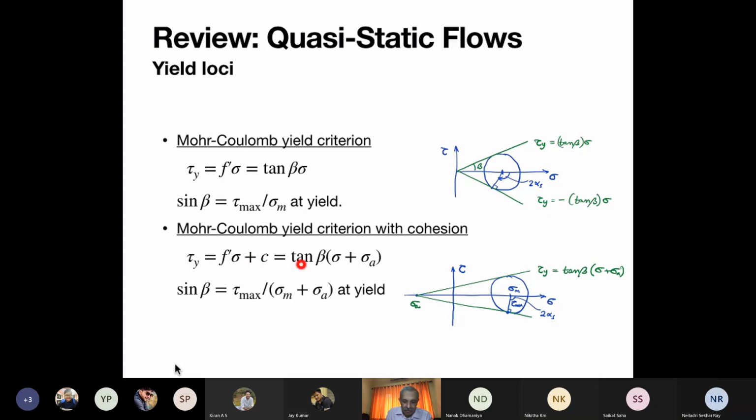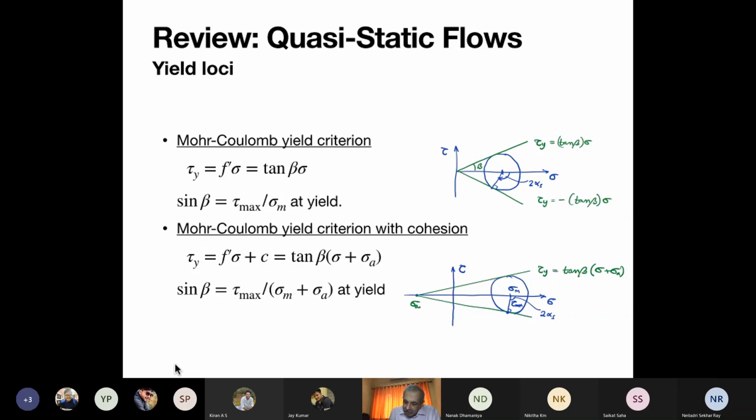which can also be written as, you can take f prime common or tan beta common. F prime is equal to tan beta, and so this will be sigma by sigma a. So tan beta times sigma a will give you C. So this is essentially a cohesive force. We have learned about cohesion. You can get cohesion due to liquid bridges or surface forces and so forth.